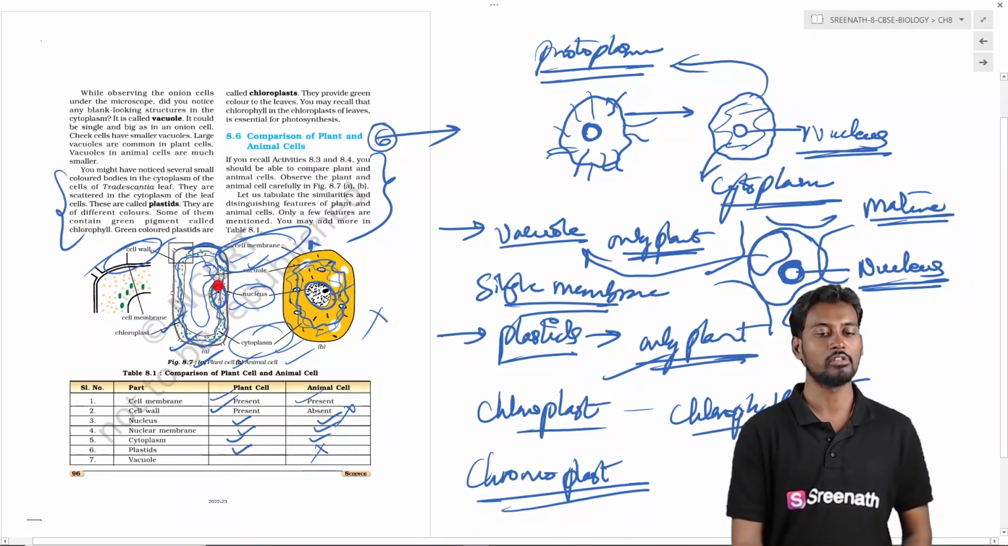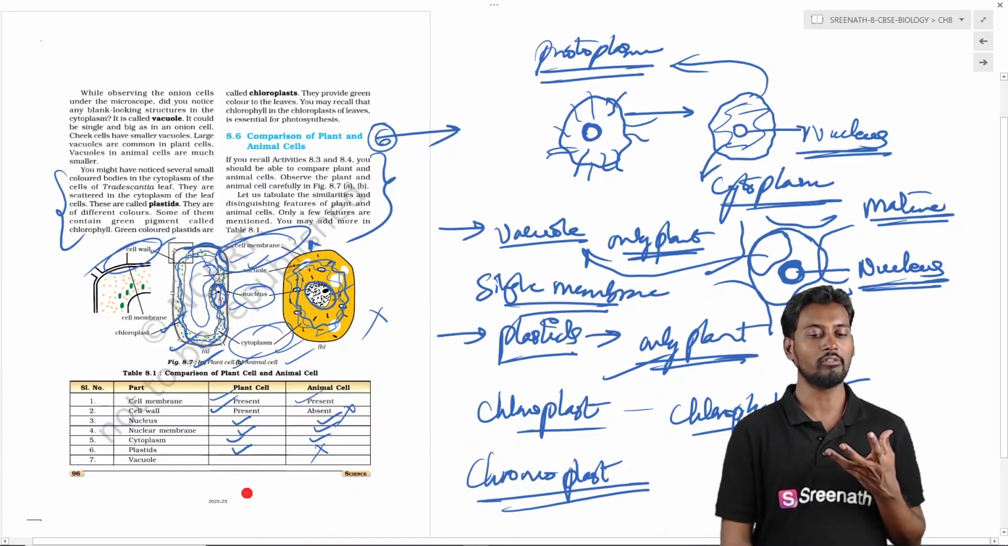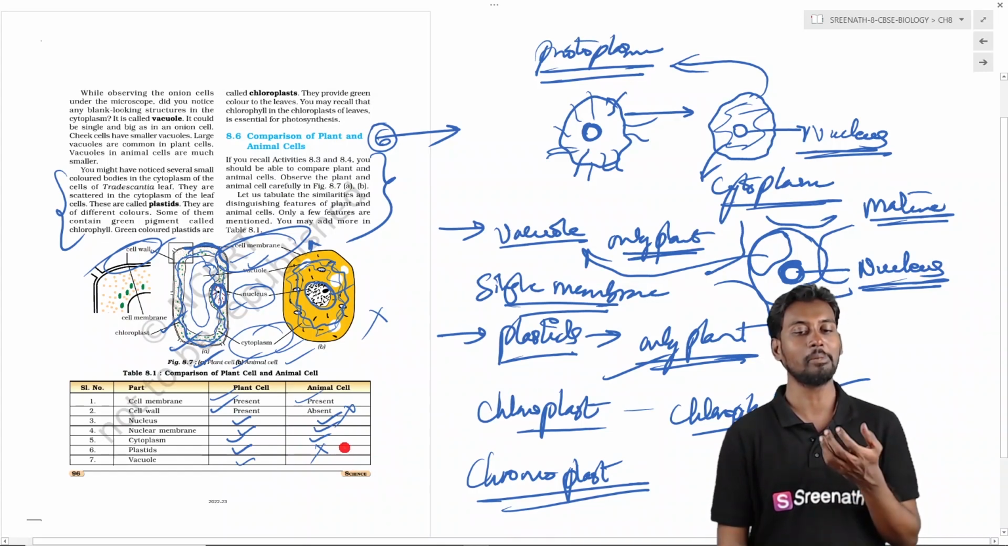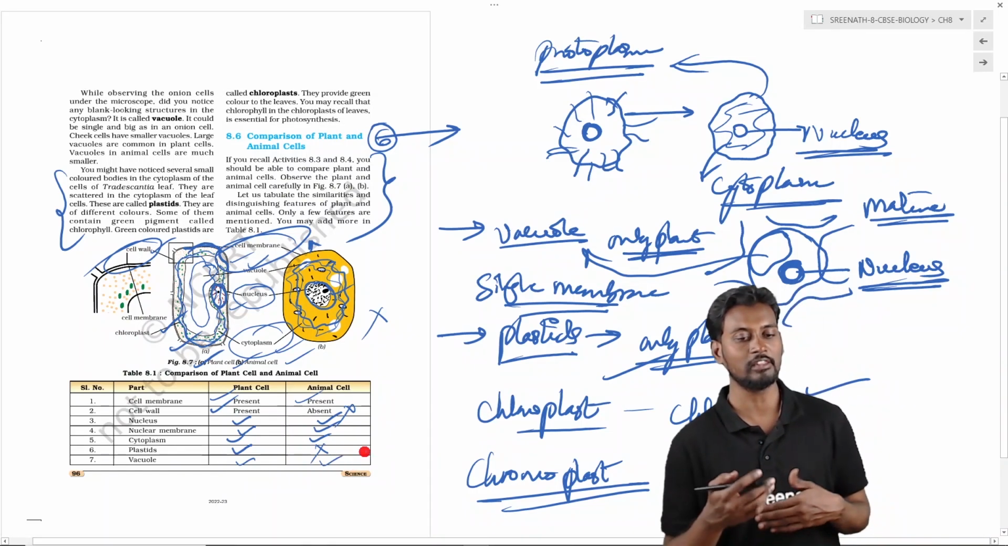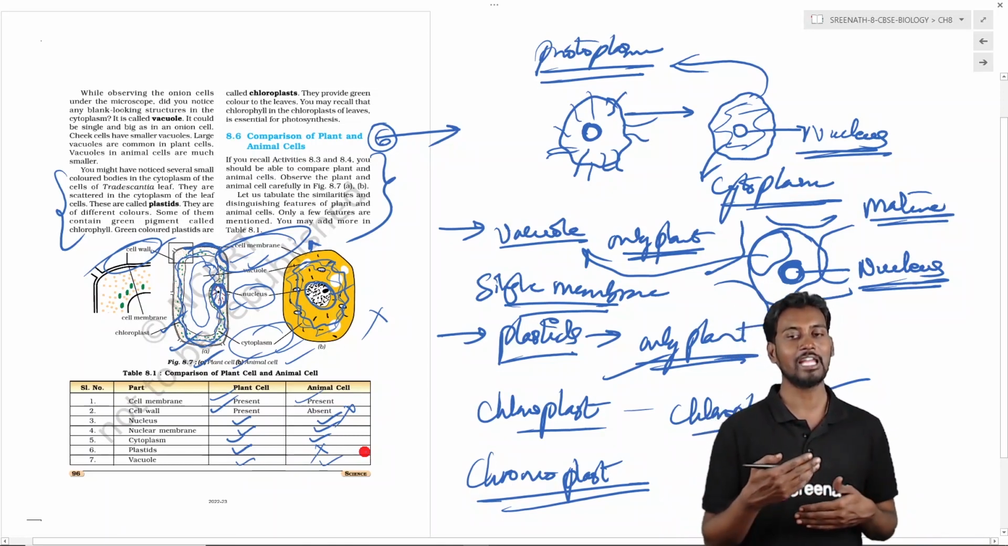And coming to vacuoles, basically the vacuoles are present in the plant cell, and to some extent they may be present within some lower animal cells. So this is the comparison of the plant and the animal cell.